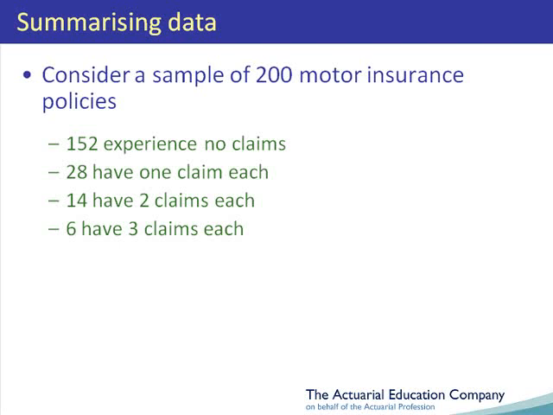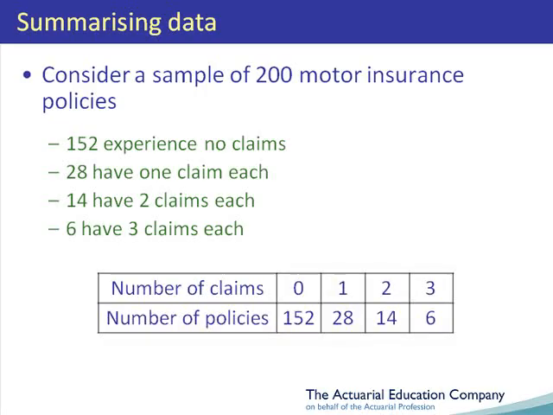Our first data sample consists of the number of claims arising under 200 motor insurance policies. Let us suppose that of these 200 policies, 152 experience no claims in the year, 28 policies have 1 claim each, 14 have 2 claims each, and 6 have 3 claims each. How can we summarize this data in a helpful way?